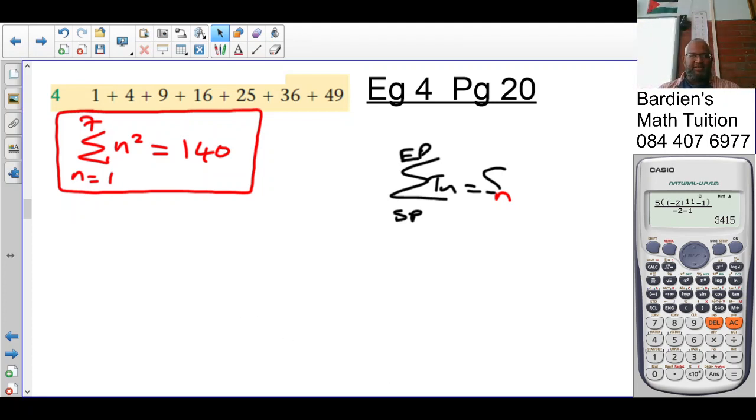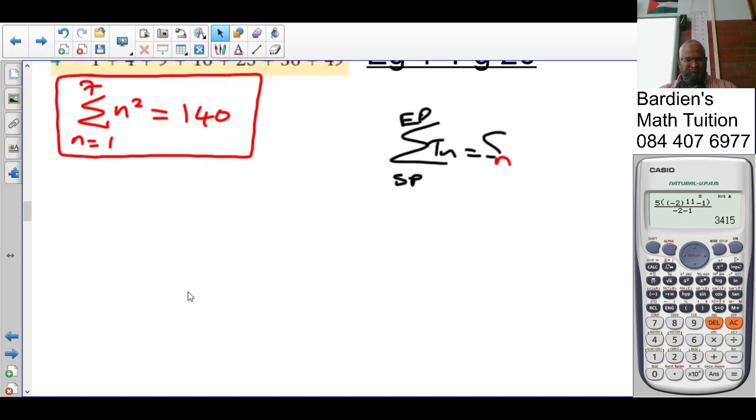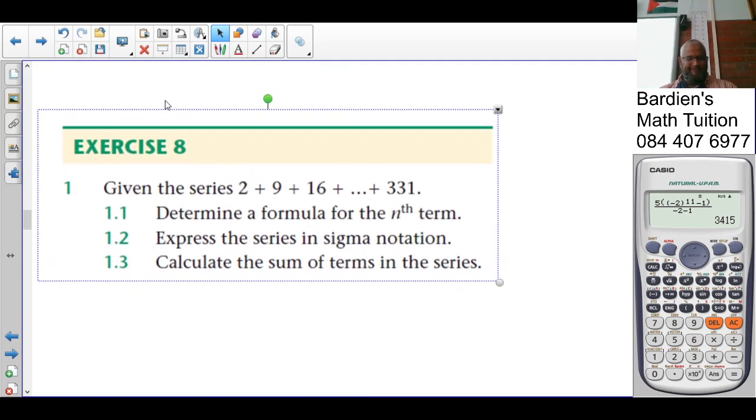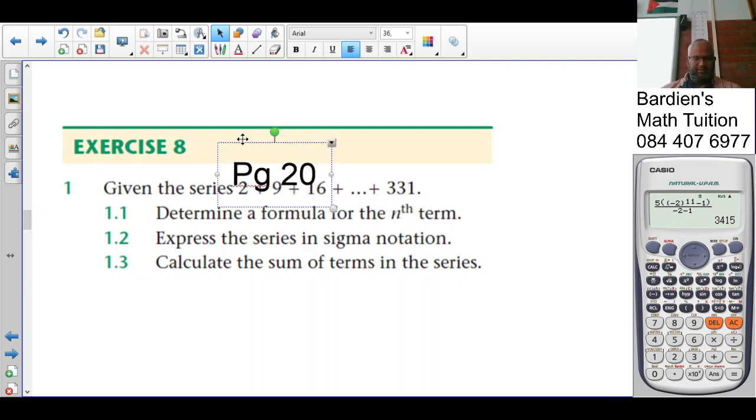Alright, so that basically brings us to the end of the examples pertaining to sigma notation. So what we're going to do now is exercise 8 number 1. Exercise 8 number 1, and this is on page 20, I think. Page 20. Number 1.